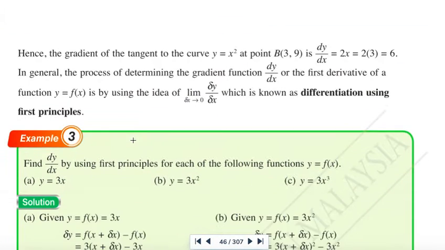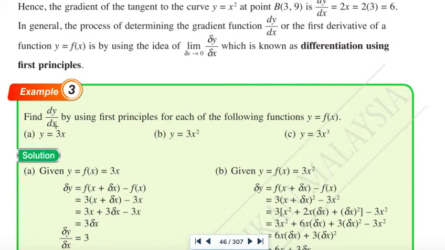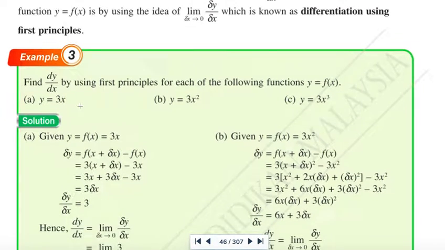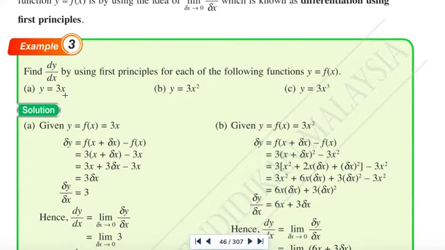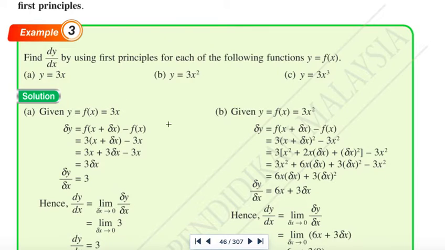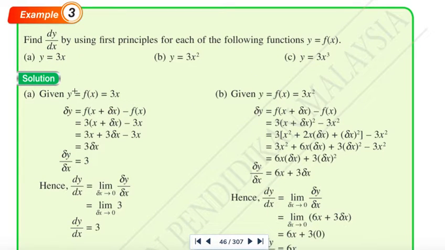Okay, let's see example 3. Find the dy/dx. So I give you another example. The textbook example is 3x. I use 2x. Okay, let's see this one first. Later we do 2x. Okay, y equals 3x. So we start with delta y equals to function. Okay, this one you copy down. First, we use the f(x plus delta x) minus f(x). So now we start it.